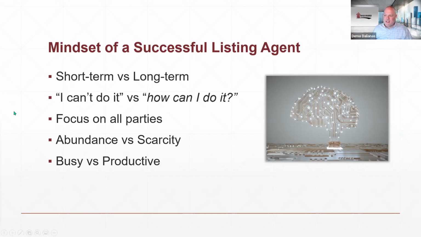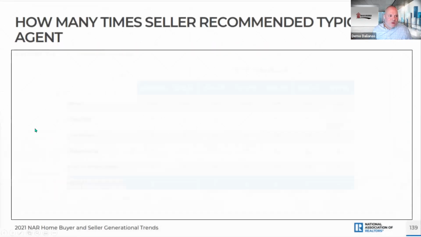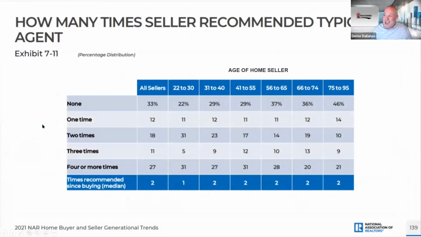All of these things into it, along with opportunities can multiply. And so we talked about the referral, we talked about how sellers, if they're excited with what you've done, will refer you. And we'll look at that last stat before we move on to the next section right here. How many times a seller recommends a typical agent? Look at that one, 4 or more times, 27%.